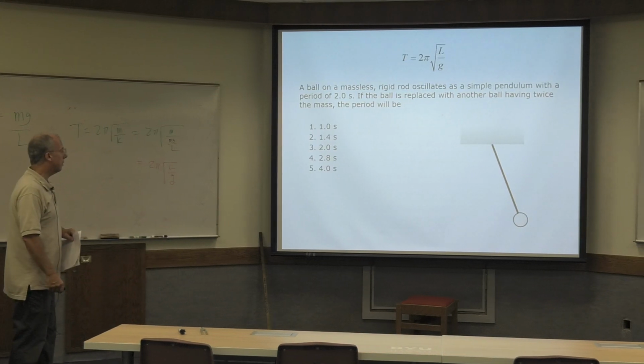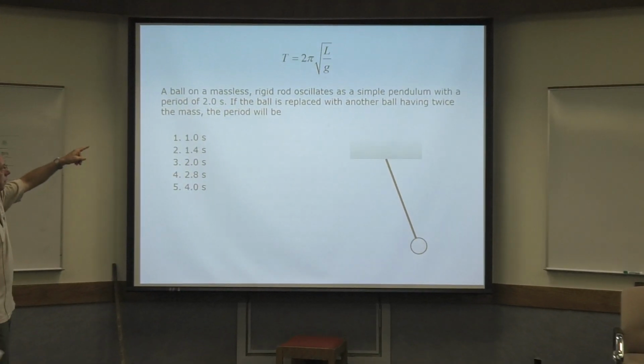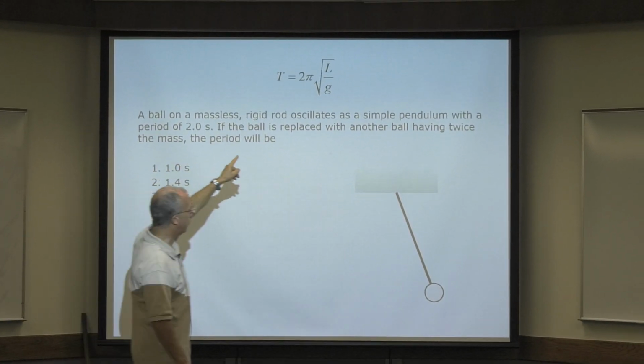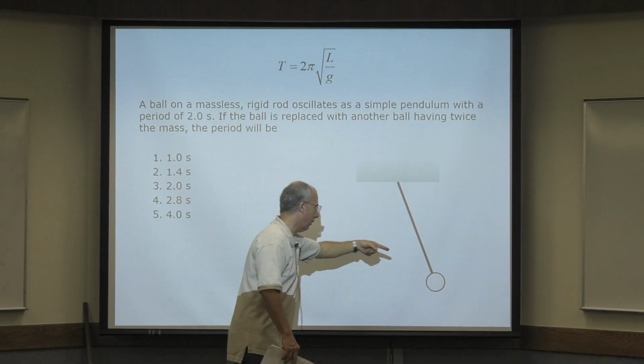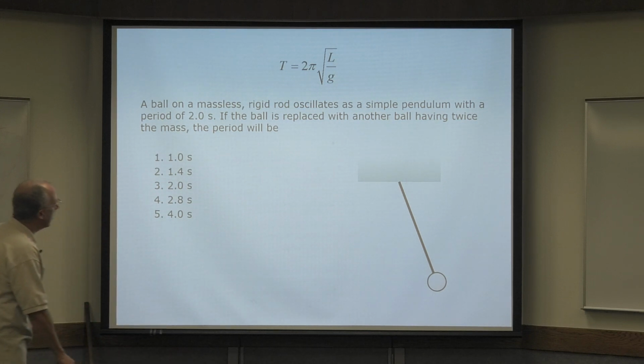All right, here's a question for you. So there's the equation for the period for a pendulum, yeah? A ball on a massless rigid rod pendulum oscillates as a simple pendulum with a period of 2 seconds. If the ball is replaced with another ball having twice the mass, what will the period be? So pause your video and figure it out.